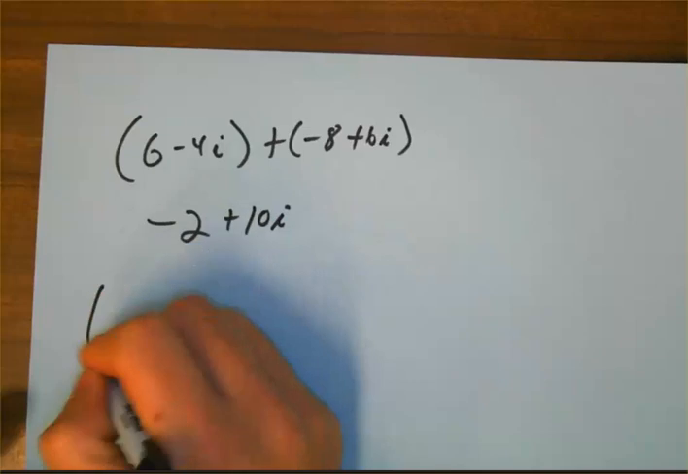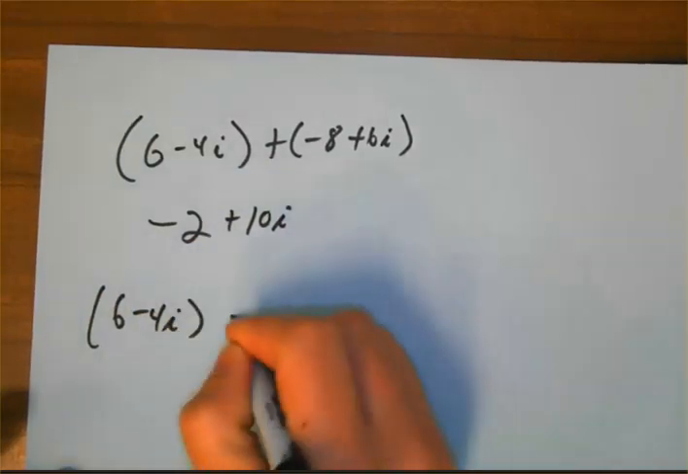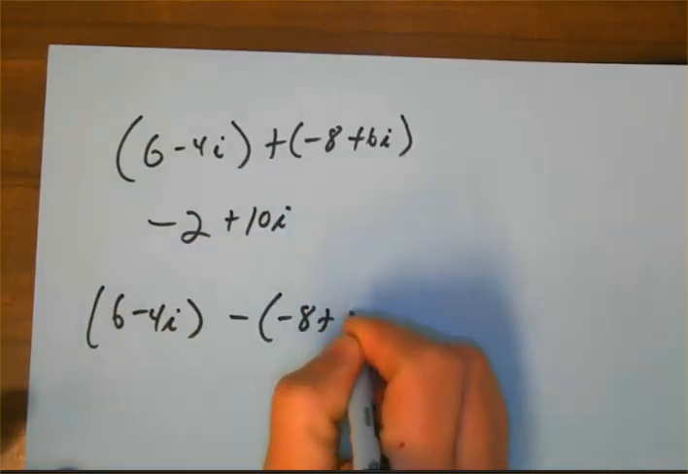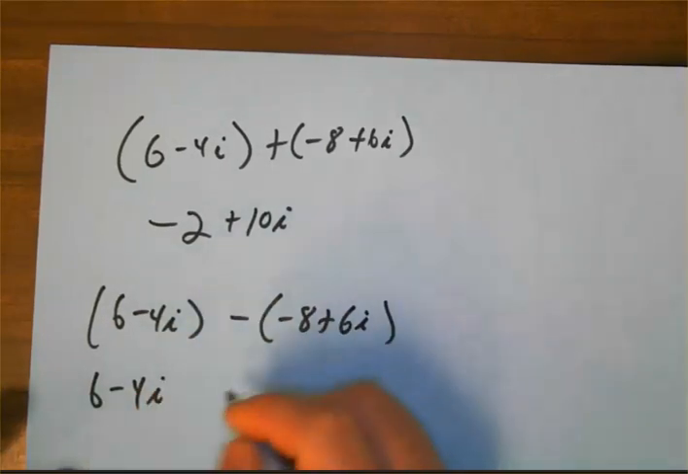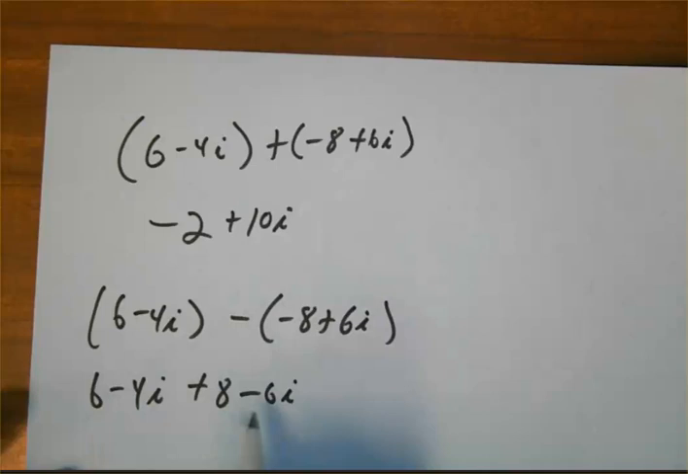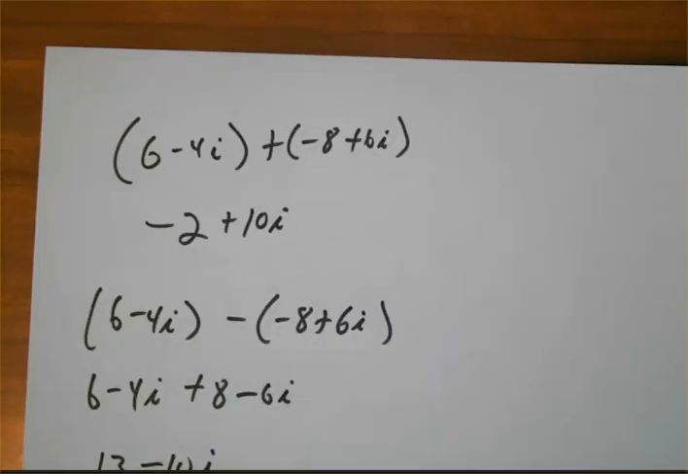What if it's a negative? Well, if it's a negative, then just like everything else, you distribute that negative through. So you get 6 minus 4i plus 8 minus 6i. And then 6 plus 8, what's 6 plus 8? 14. So 14 minus 10i. Real simple, real easy to do.